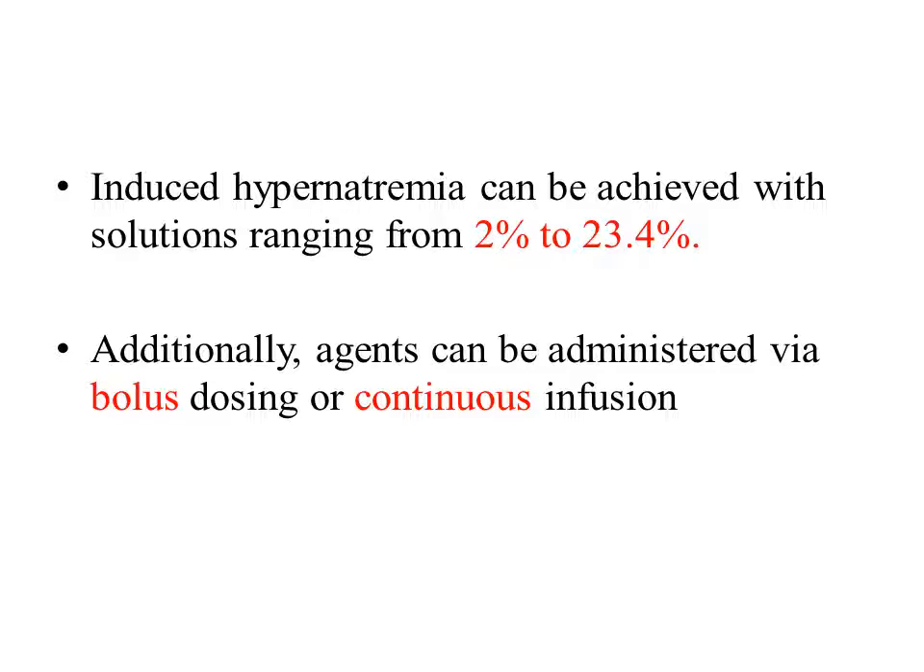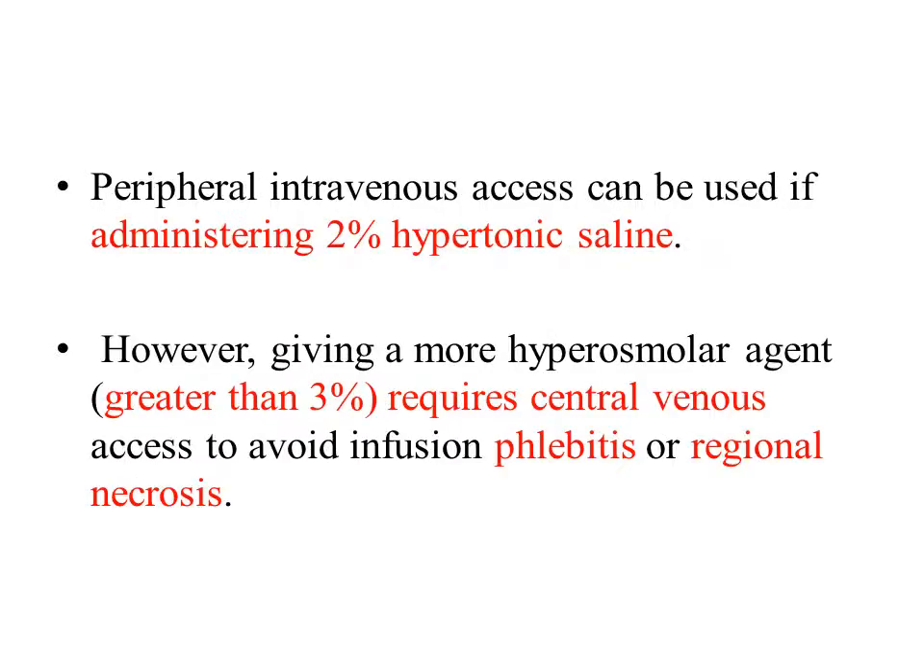It could be given as a bolus or continuous infusion, but in ICU. Peripheral intravenous access can be used if administering 2% hypertonic solution, but for 3% and above, we need a central venous access to avoid phlebitis and regional necrosis. Regional necrosis means damage of body tissues at the site of infusion, because we have a hypertonic solution.